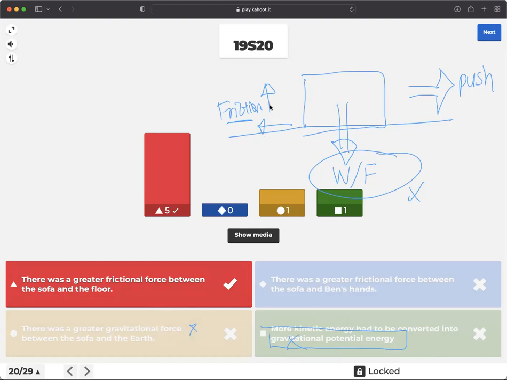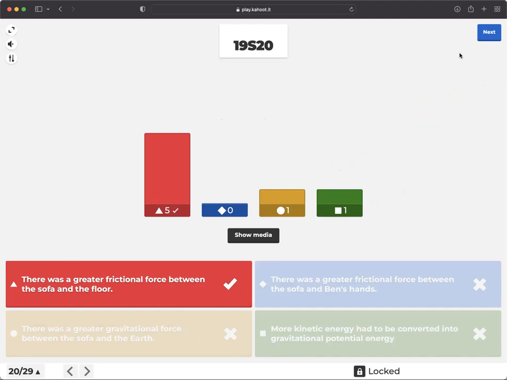Okay, so when you need to push sideways, why is it harder? It's because there's a greater friction. Imagine there's no friction at all. Okay, you don't need to push so much. Understand? Let's continue.